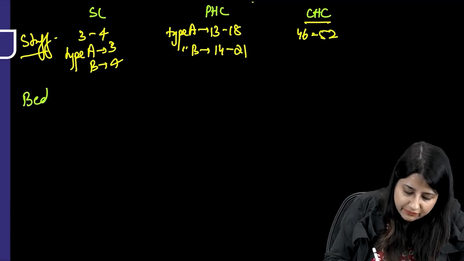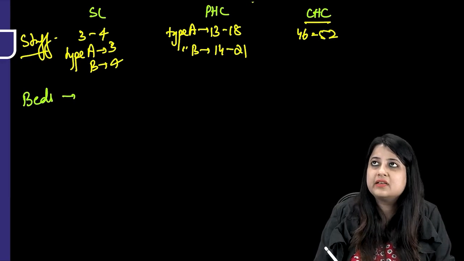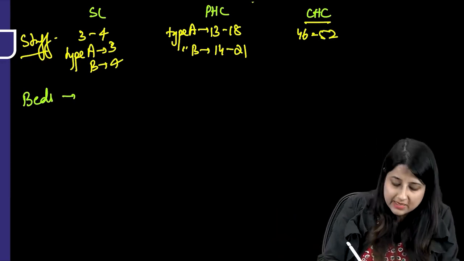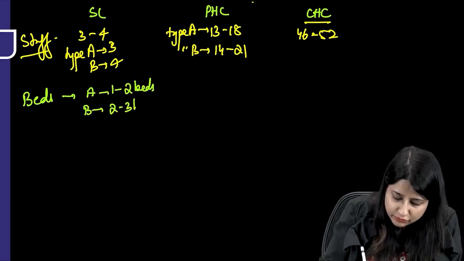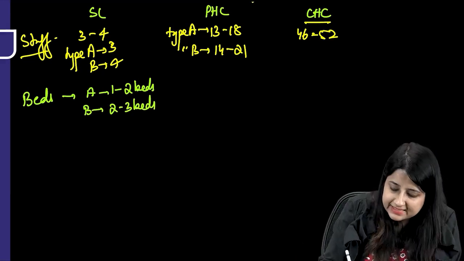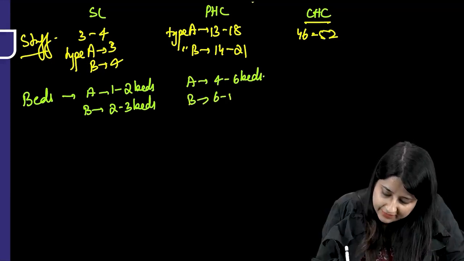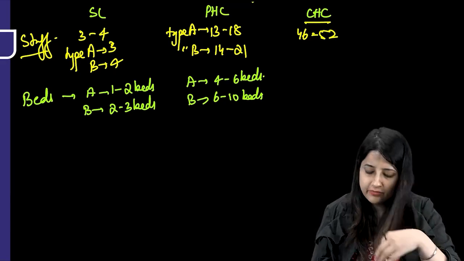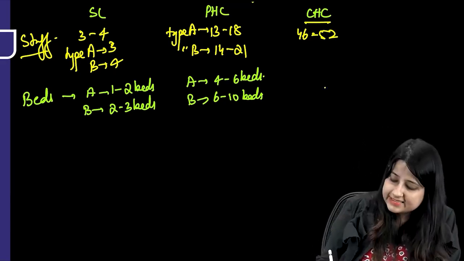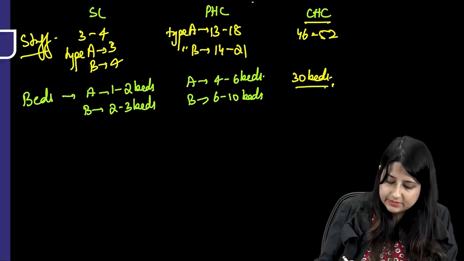What about the number of beds? Now, as for the beds, everybody, technically in a type A subcenter, earlier we did not give a fixed number. But as per the latest update, type A could have 1 to 2 beds, and type B, where delivery is happening, 2 to 3 beds. In PHCs, type A we can have 4 to 6 beds, type B we can have 6 to 10 beds. But if you have to select only one single option, you can go for 4 to 6 beds. In a CHC, we can have up to 30 beds. All right, so that is about the beds.